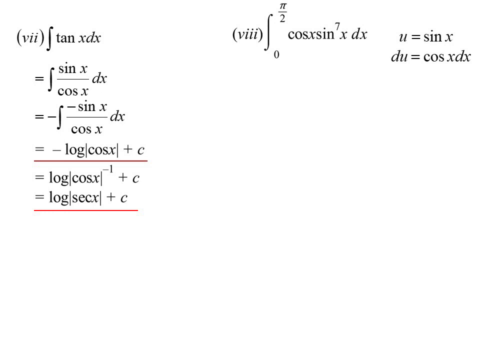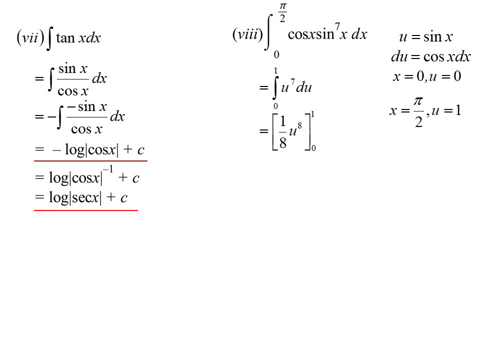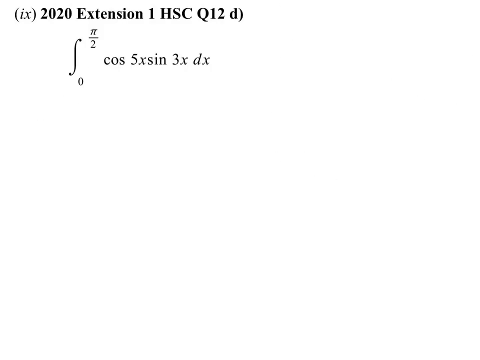Because it's a definite integral, I'm going to have to change those limits though, because I'm going to make everything with respect to u here, and those limits are with respect to x. So we substitute in. When x equals 0, well, sine of 0 is 0. When x equals pi on 2, well, sine of pi on 2 is 1. I can now rewrite it as a neat little integral, because I have u to the power of 7 du. Add 1 to the power over the power, substitute in, and we get our answer. There it is, 1/8.